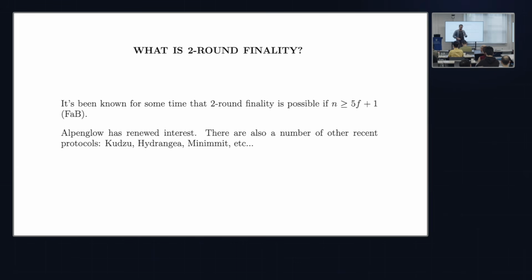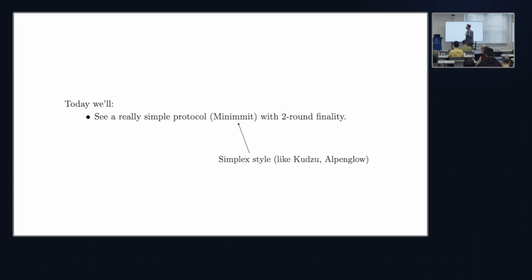I said there's been a lot of focus very recently, maybe in part because of Alpenglow. There are also a number of other recent protocols: Kudzu, Hydrangea, Minimit, and others. So what we're going to do today, first of all, I'm going to go through what I think is probably the simplest protocol. These things are a matter of taste, but I think Minimit is, to my mind anyway, the simplest version of a protocol with two-round finality.